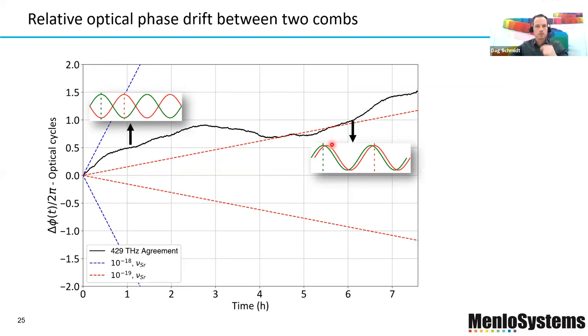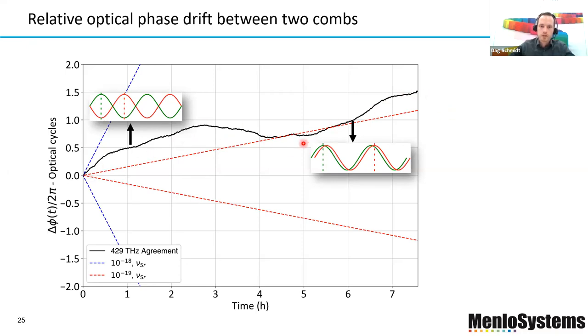Here's the relative optical phase drift between two combs. You can directly measure them with a frequency counter. It also gives you the phase information. So what you see here over time at zero, the relative phase is just set to zero. And after 1 hour, the optical phases here, really the optical phases at 429 terahertz, have drifted by around 1 pi, 180 degrees. And then 5 hours later, the optical phases have drifted by 1 optical cycle. And if you compare this to the expected frequency stability of 10⁻¹⁹ or 10⁻¹⁸, you can see we're very close to the 10⁻¹⁹ phase stability here.